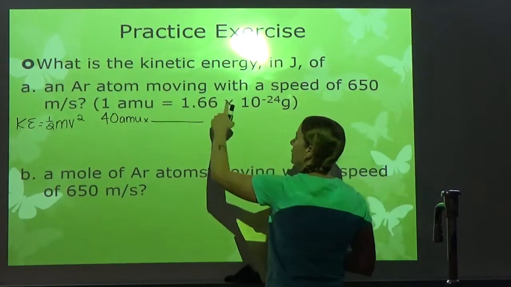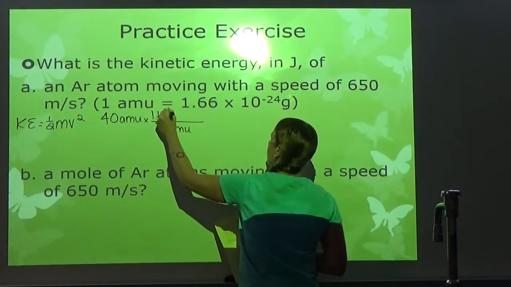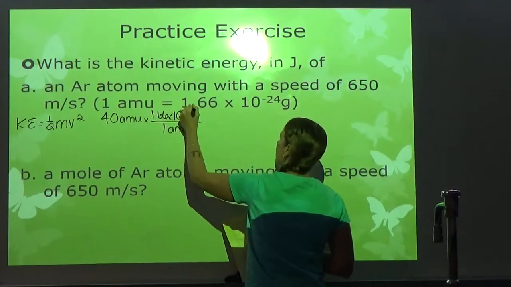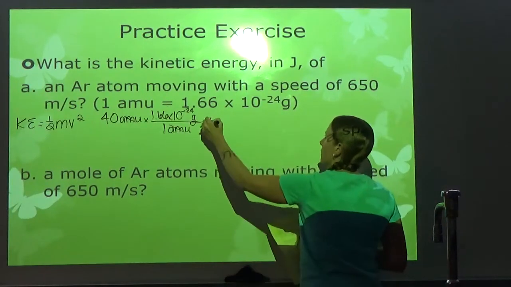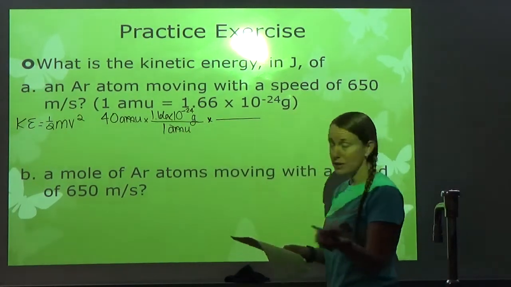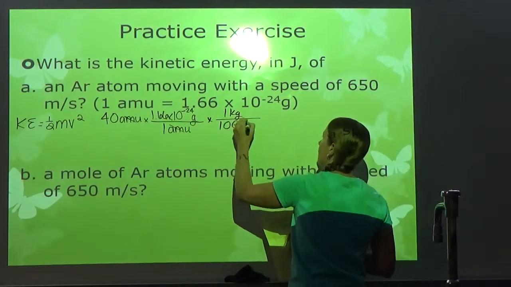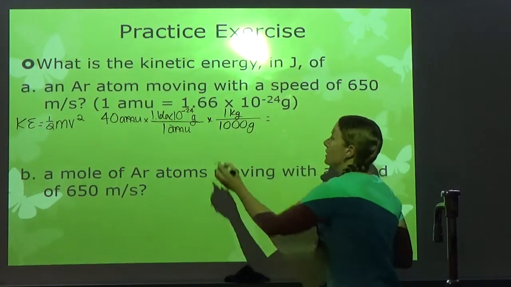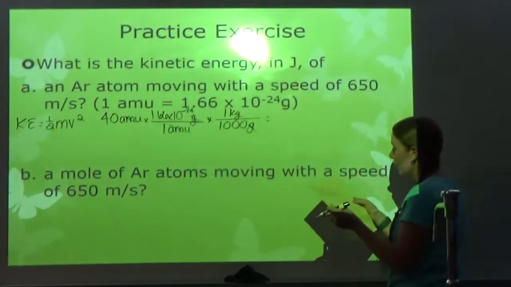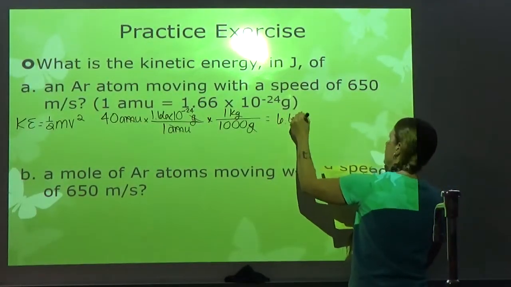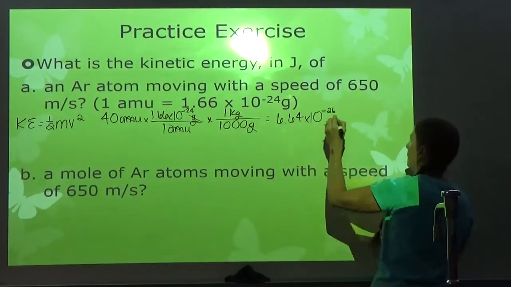All right, it tells me in the question that 1 AMU is 1.66 times 10 to the negative 24 grams. Okay, so I can get rid of AMU. But I've got to get to kilograms. So I know that 1 kilogram is 1,000 grams, so then my grams cancel. So now I've got kilograms. Once I solve, I end up getting 6.64 times 10 to the negative 26 kilograms.